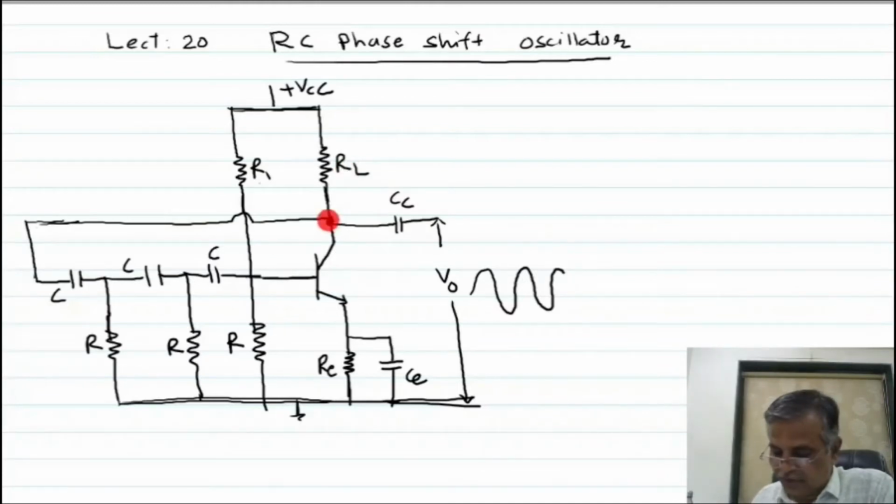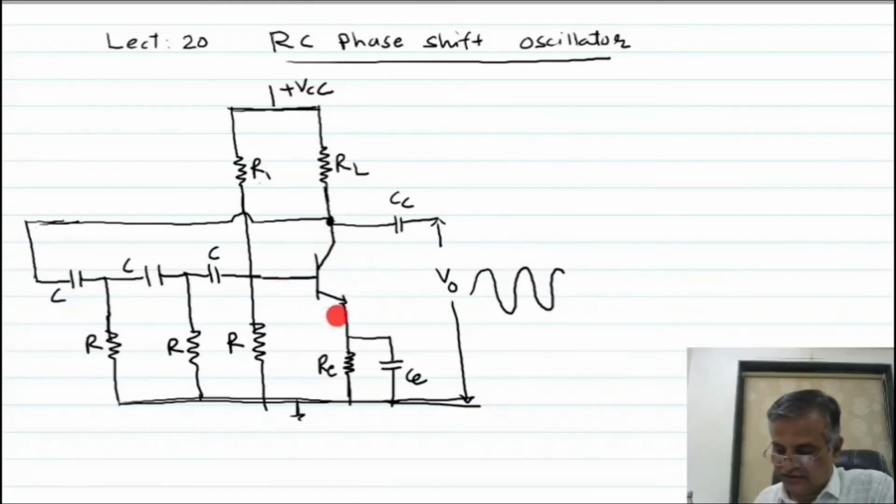Some part of the output is given back to the input. You can see this part of the output from here. This is the output voltage, and this is the collector. From this you are taking the output and giving it back to the input through the first RC network, second RC network, and third RC network. This is your amplifier, the internal amplifier.